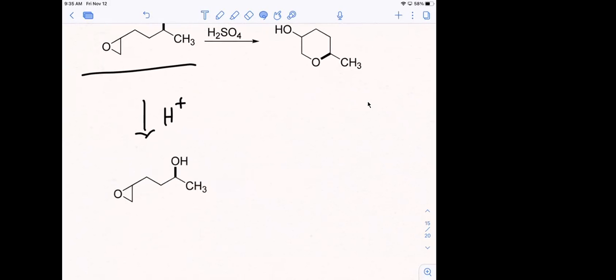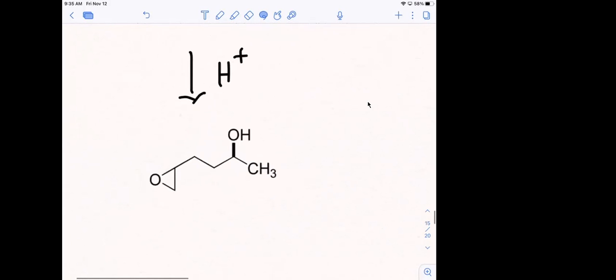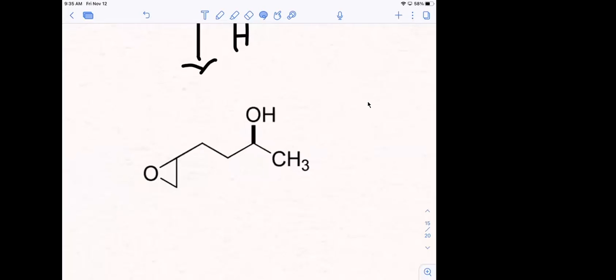I'm not trying to make water. I'm not trying to make OH a better leaving group in this case. Wouldn't it be the epoxide, because you're trying to open it up? I'm trying to activate it. That's exactly right. So I'm going to add a proton here, and that epoxide now is going to become positive.